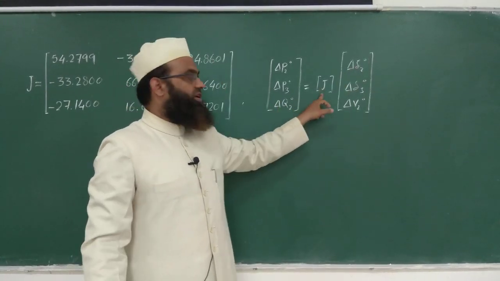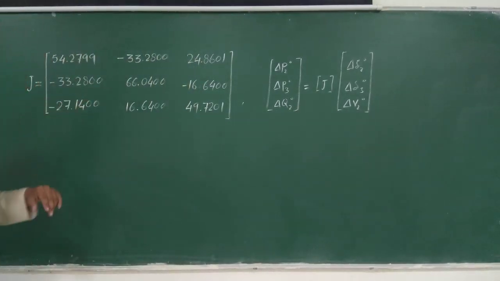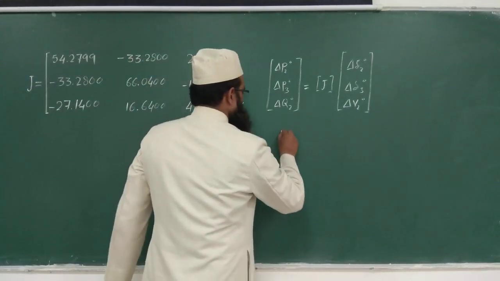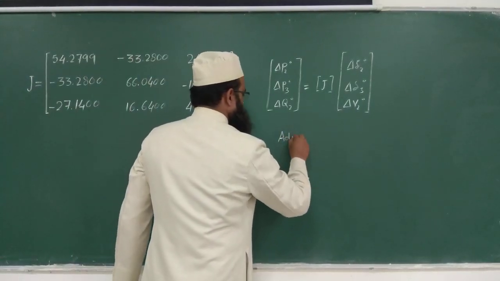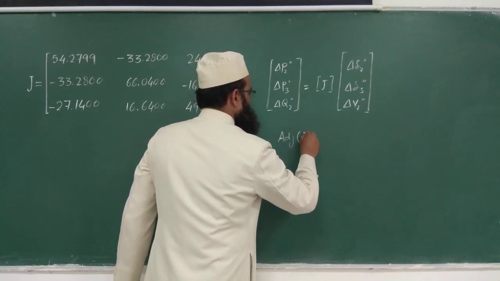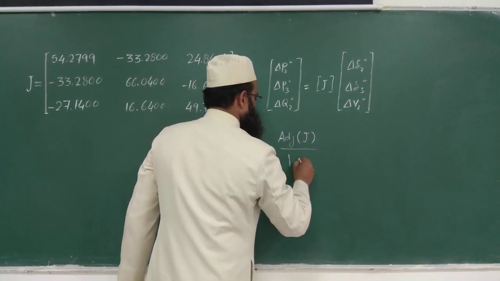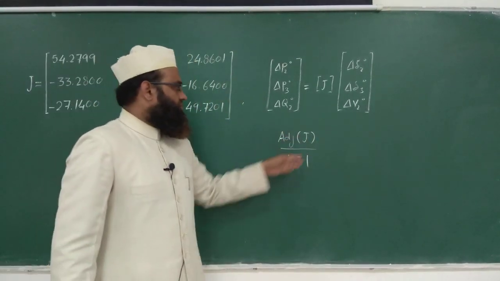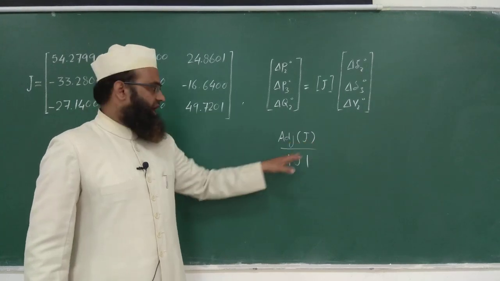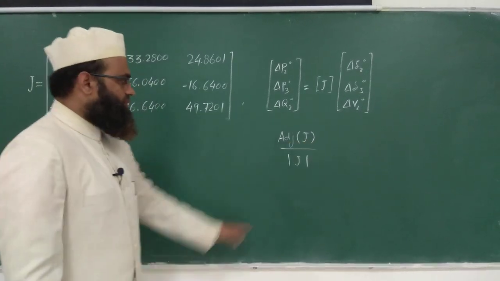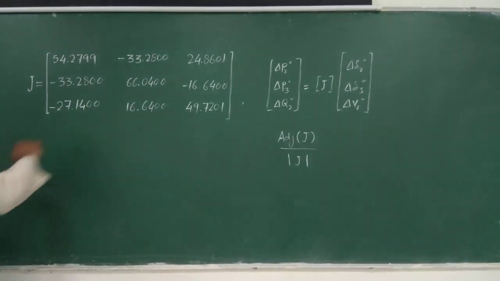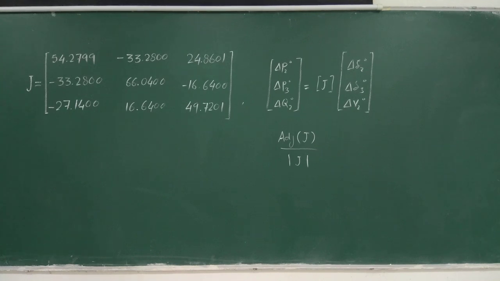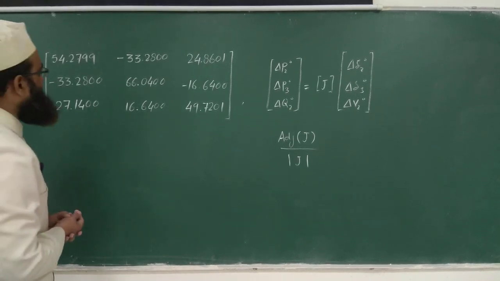So we need to evaluate the inverse of this Jacobian matrix, which is this one, right? So how to take the inverse of this Jacobian matrix? You know the formula: adjoint of the same matrix J upon determinant of J. So we need to evaluate these two, adjoint of J, the Jacobian matrix, and determinant of J. So first we will evaluate this determinant J. So how to evaluate this? You know how to evaluate this. I will tell you one shortcut method.